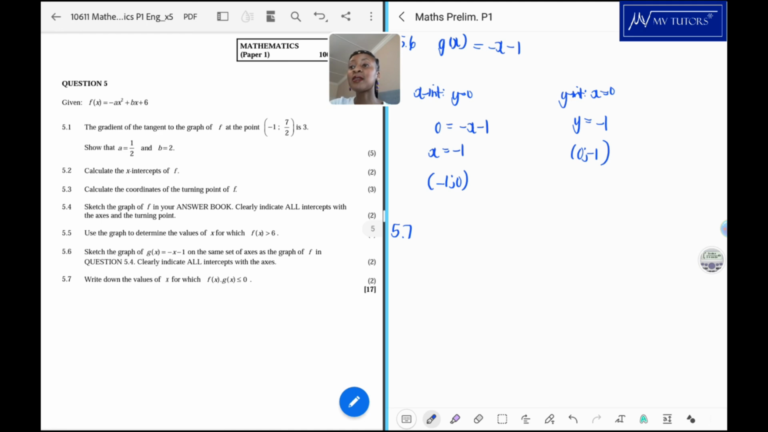So it says, write down the values for which f of x times g of x is smaller and equal to 0. So what are they saying? They're saying the y values for f multiplied by the y values of g are smaller and equal to 0. If they are smaller and equal to 0, they are negative, right? So either f has to be negative and g has to be positive to get a negative, or f has to be positive and g has to be negative in order to get a negative.